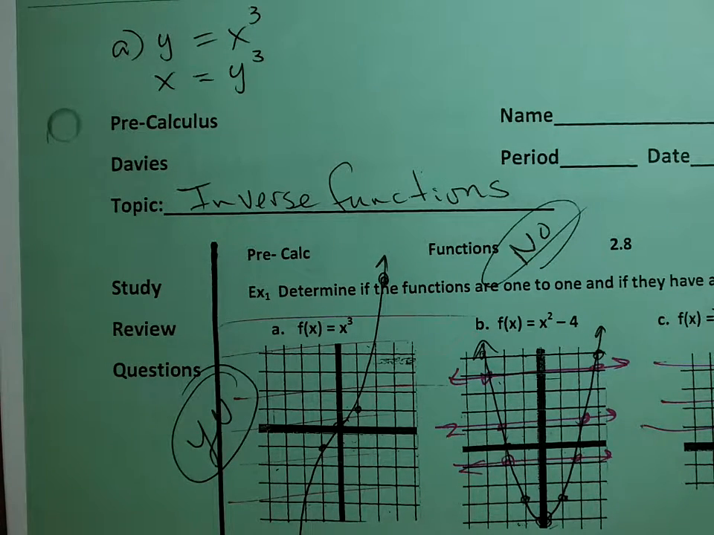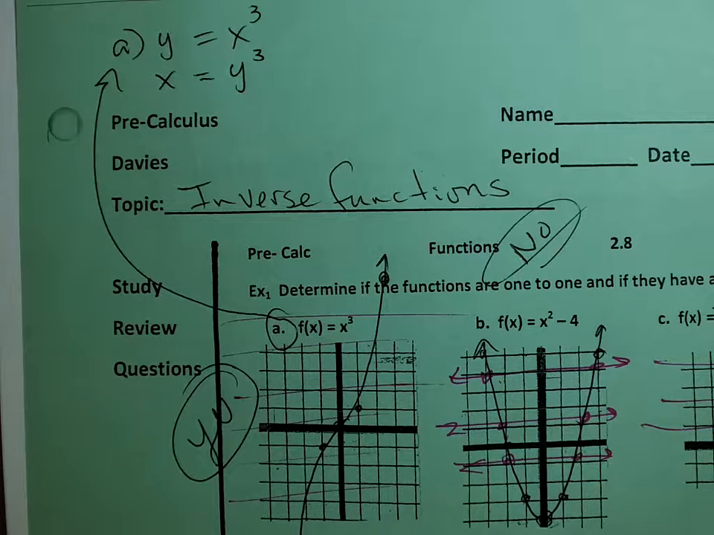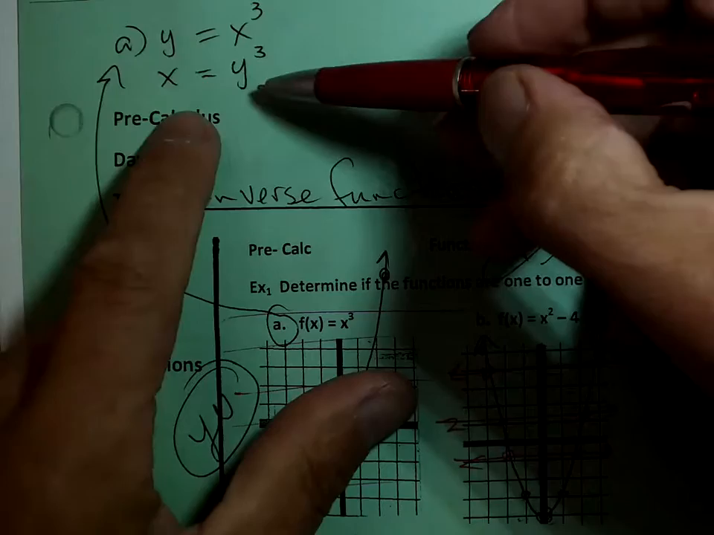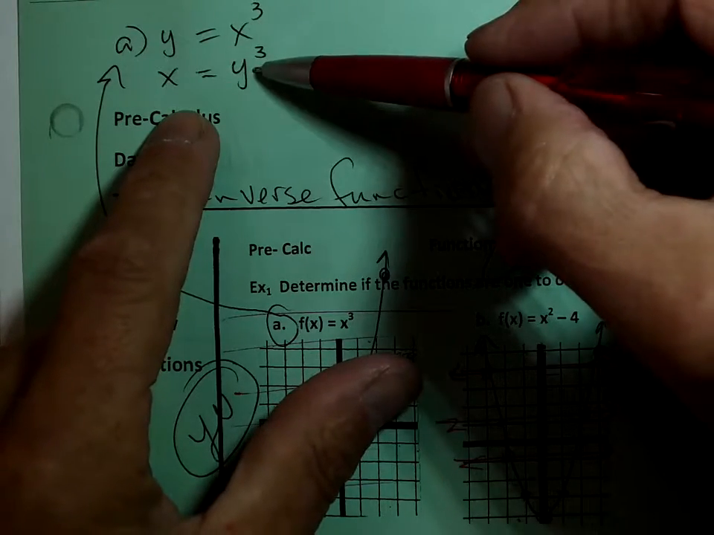So for a, if I'm going to find its inverse equation, I switch x and y. That's all you do for an inverse. x becomes y, y becomes x. Y equals x cubed, but I rewrote it as x equals y cubed. I switched the x's and y's.